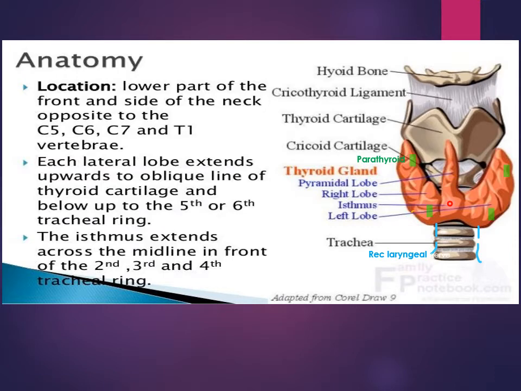Okay, the location of the thyroid is in the lower part of the front and side of the neck, opposite the C5 to T1 vertebrae. Each lateral lobe extends above from the thyroid cartilage to below the fifth or the sixth tracheal rings here. And the isthmus crosses the midline in front of the second to fourth tracheal rings.